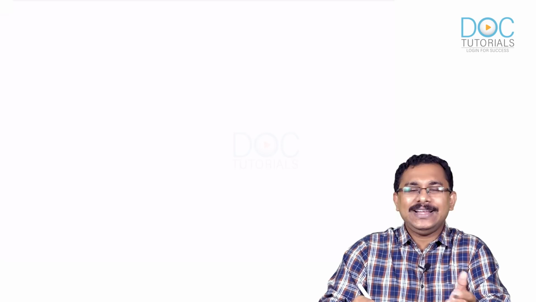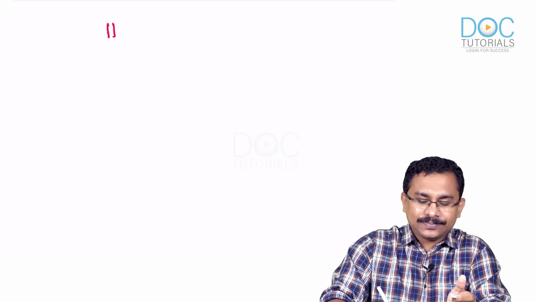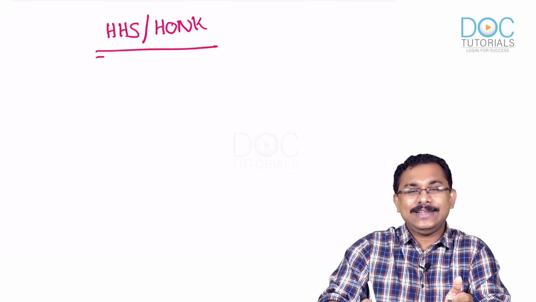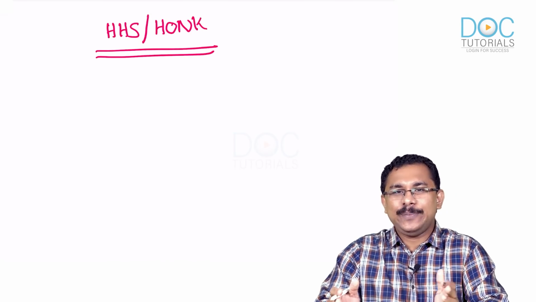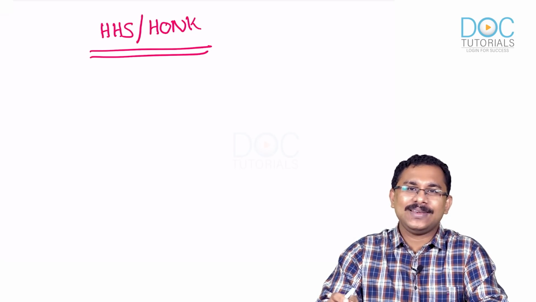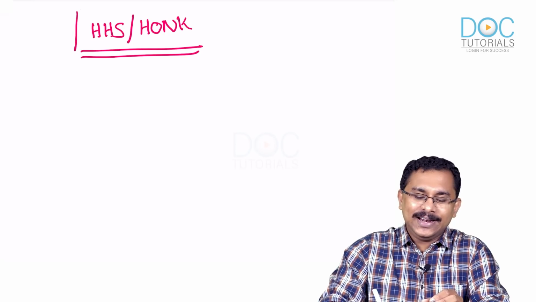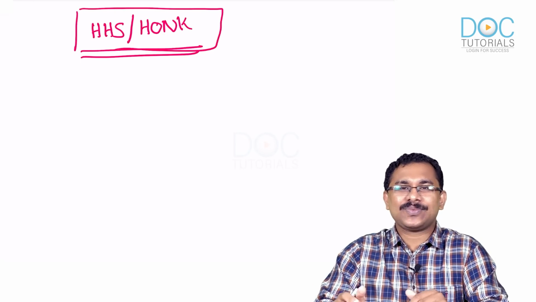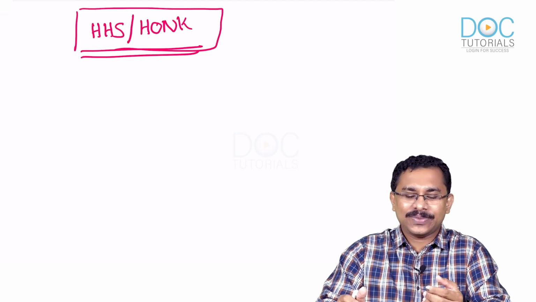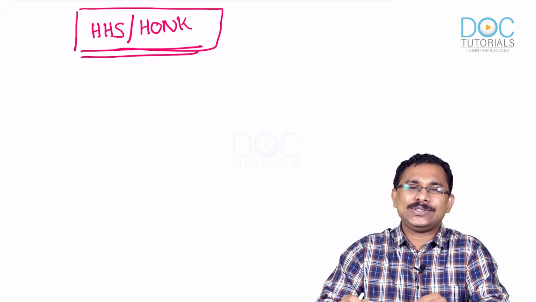Now let's see regarding the next entity, that is your HHS or your HONK. Okay. So let's see that. Hyperglycemic hyperosmolar state or hyperosmolar non-ketotic coma. So we've already understood how this develops. Let's see how it is different from your diabetic ketoacidosis.